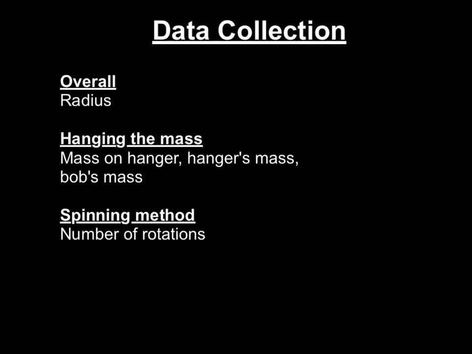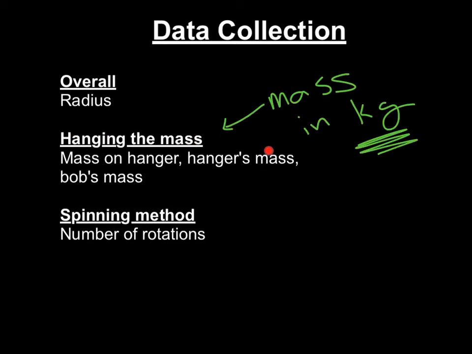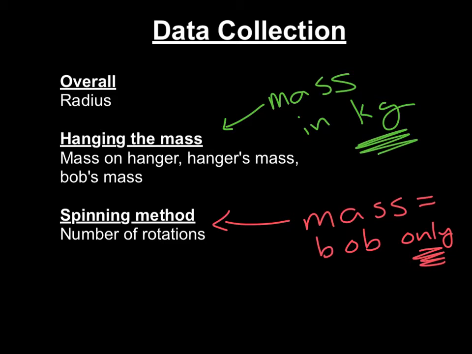So data collection. Overall, you need the radius. This is from the center line to the middle of the mass. When you hang the mass, you just need the hanger's mass and the bob's mass, all three. When you are spinning it, you get the number of rotations over that set time, and the only thing spinning in that case is just the bob. So that's the only mass that enters that equation.